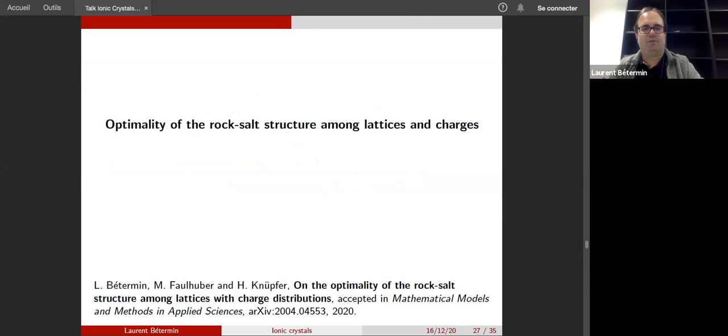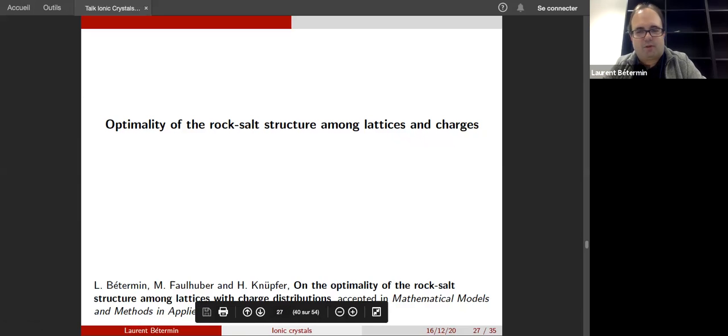And now I want to talk about this last paper we did with Marcus Foluber and Hans Knüpfer. On the optimality of the Roxa structure among lattices with charge distribution. That's something that has been accepted in Mathematical Models and Methods in Applied Sciences recently, very recently.